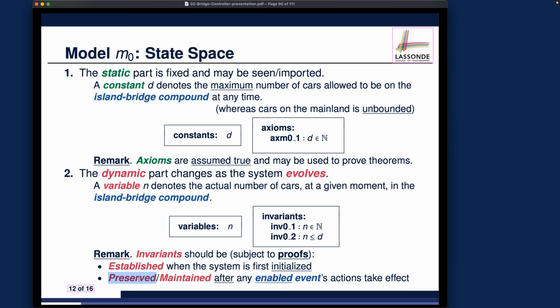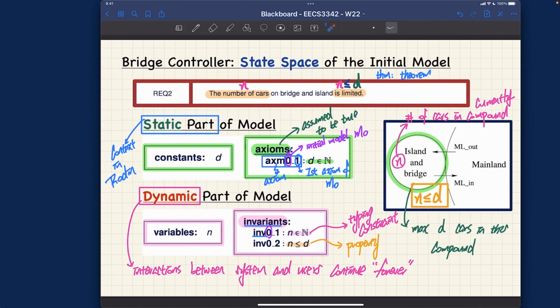I think that's the term that's used in the textbook. But people also like to say the invariance should be maintained as well. So these 2 terms may just be used interchangeably, right? And after any enabled event's action takes effect, right? Let me just give you some diagram over here, which I'll give you a more elaborate drawing of later when I speak about events and abstract state machine.